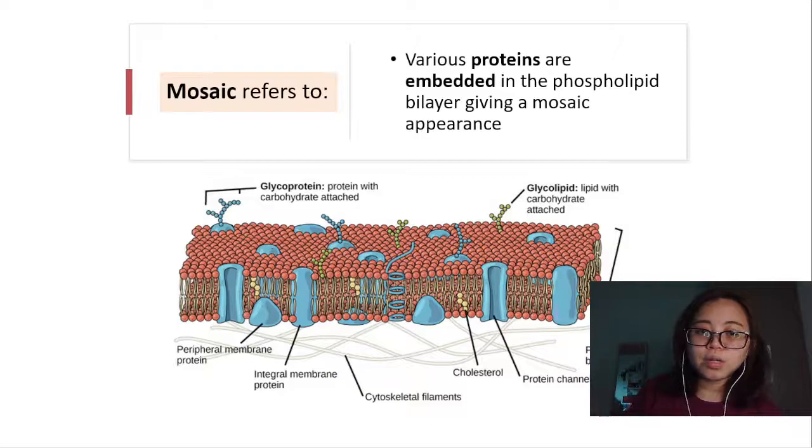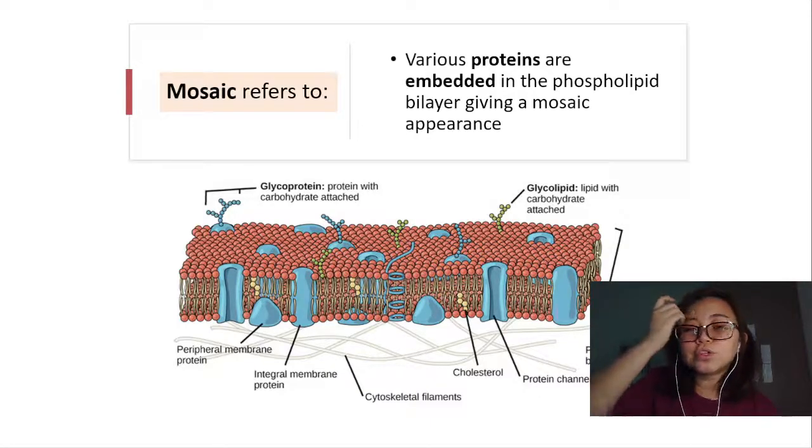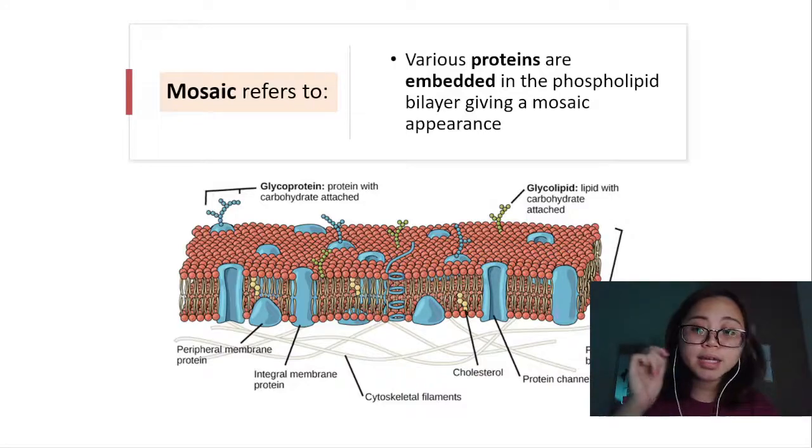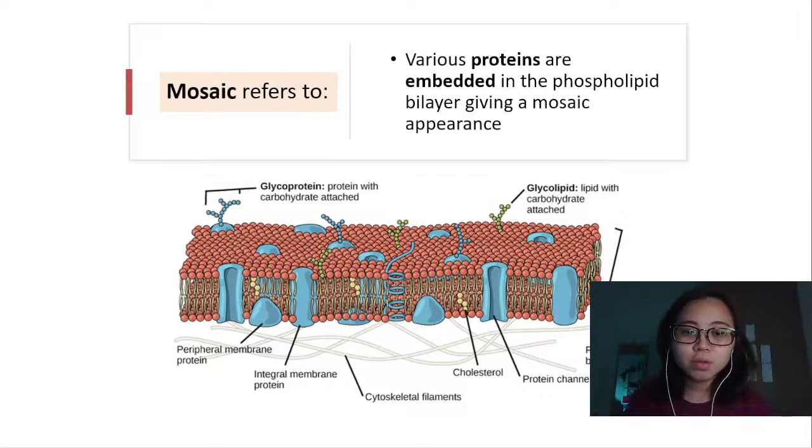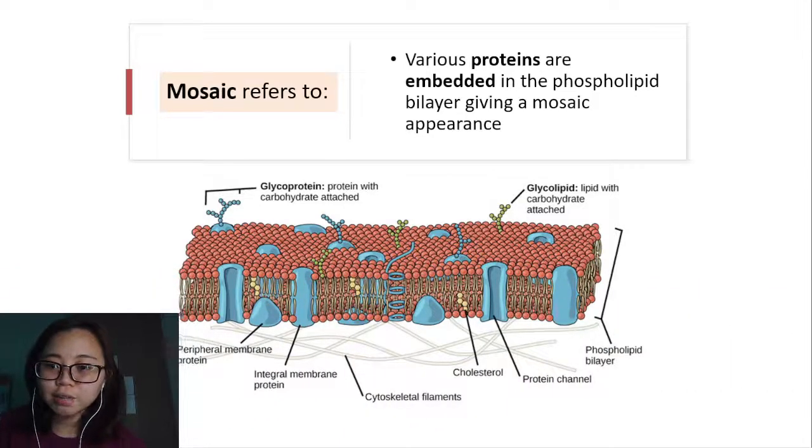When we say the word mosaic, it refers to the various proteins that are embedded in the phospholipid bilayer, giving it a mosaic appearance. So, pada plasma membrane kita ada banyak protein yang terbenam. So, bila kita tengok protein-protein yang terbenam ini, dia nampak macam tiles lantai mozaik yang berwarna-warni, yang bermacam-macam jenis. Okay, so when they look at this, they say it looks like the mosaic tiles, which is why they say it is mosaic pattern.